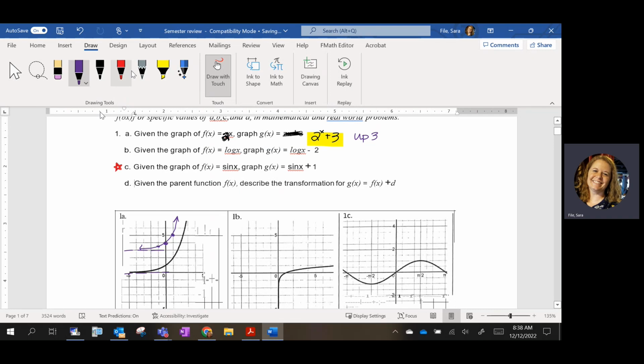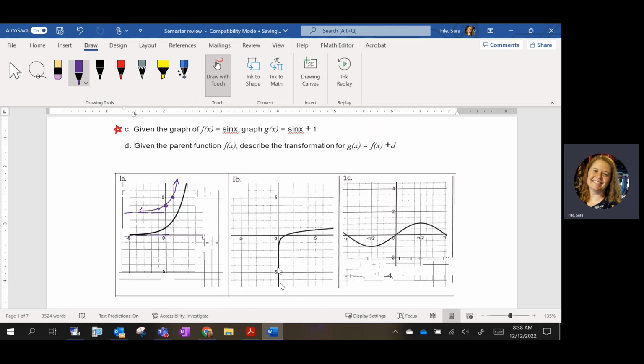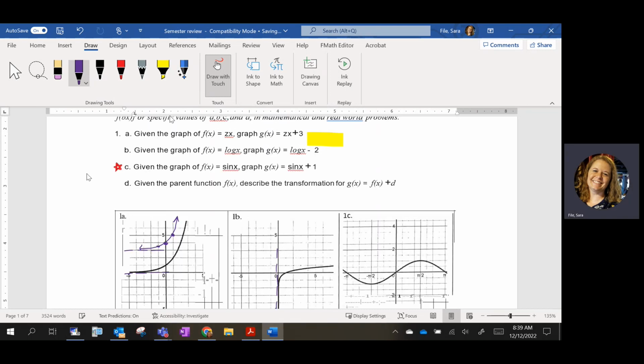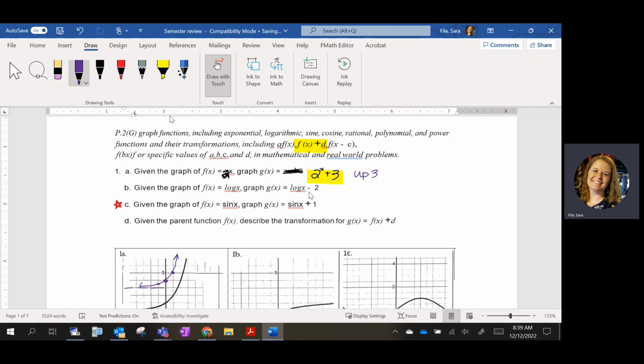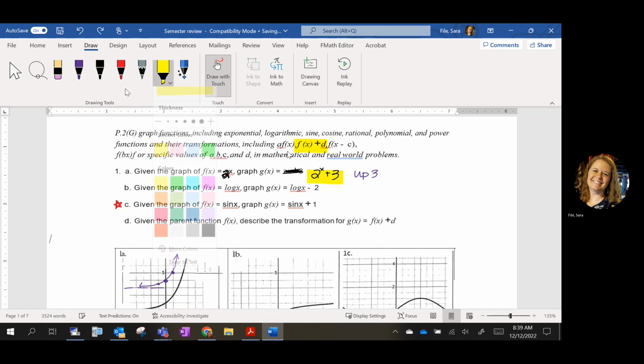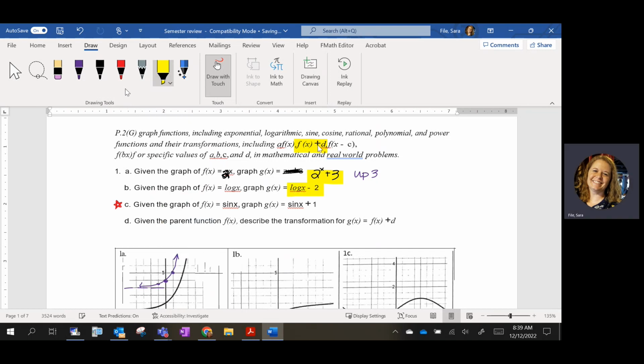Now for B, you're starting with the log parent function, okay, which is the inverse of exponential. So that one has the vertical asymptote at 0 here. And what they're doing to this graph is minus 2. Now that minus 2 is on the outside of the function. It's the same d. It's a plus or minus d on the outside. So this time, this one is going down 2.